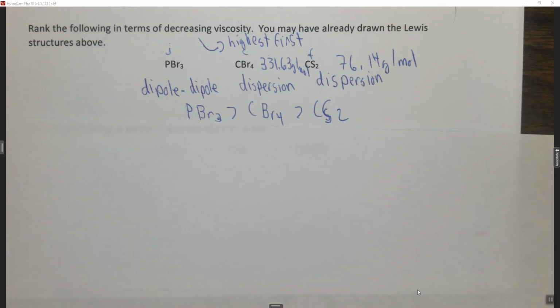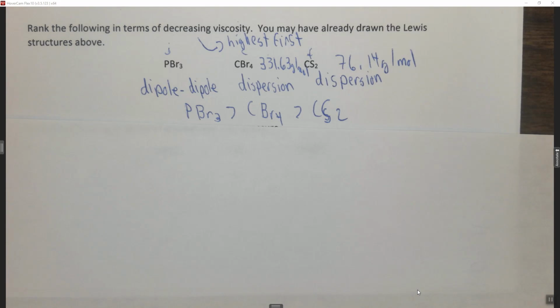So this is how you would do it. Note that to compare between dispersion in one molecule and dispersion in another, you are going to use molar mass here. Sometimes you would use shape if they had the same molar mass, for example.